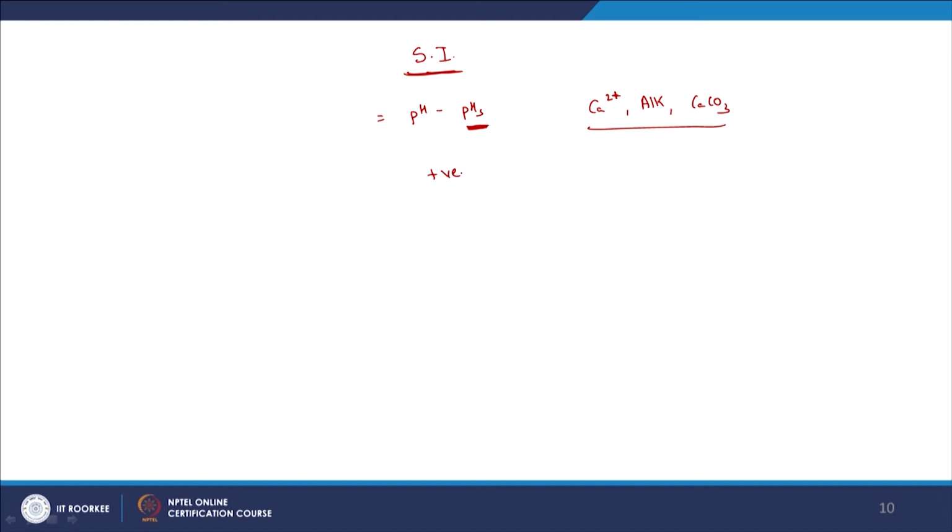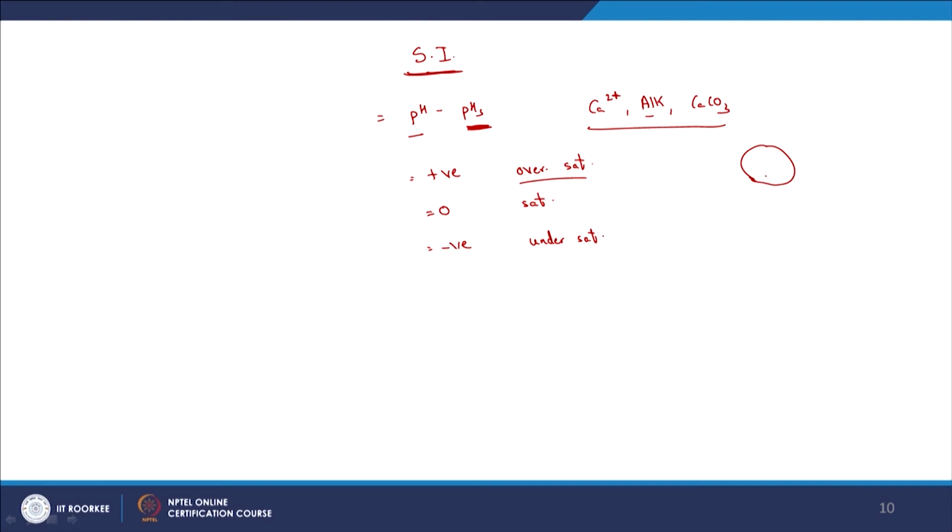When this is positive, that means the situation is oversaturated, and when it is equal to 0, it is just at saturation, and when it is negative, it means it is undersaturated. Again, what is pHs? That pH at which, for a particular concentration of alkalinity, Ca2 plus and CaCO3 would be at equilibrium. So obviously, when pH is greater than pHs, what does that mean? It is oversaturated and CaCO3 will precipitate out further, and obviously, if it is undersaturated, that will not be the case.